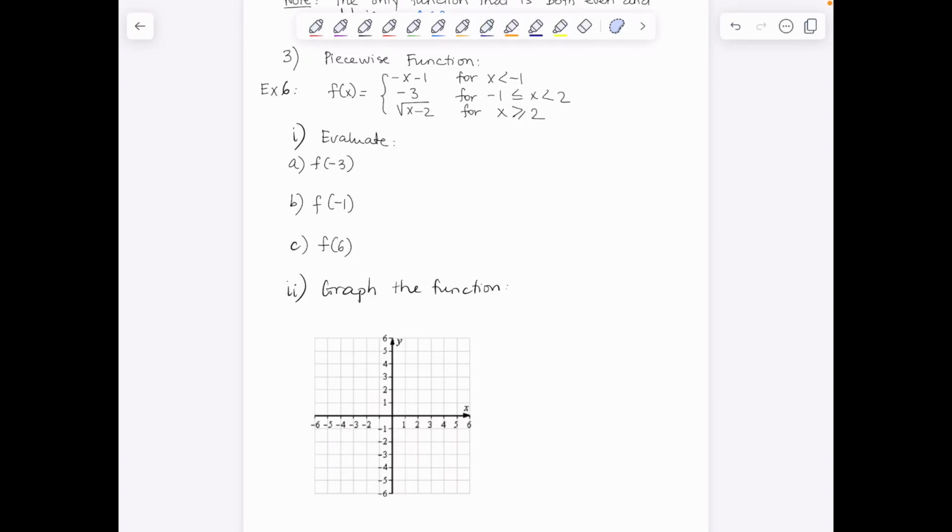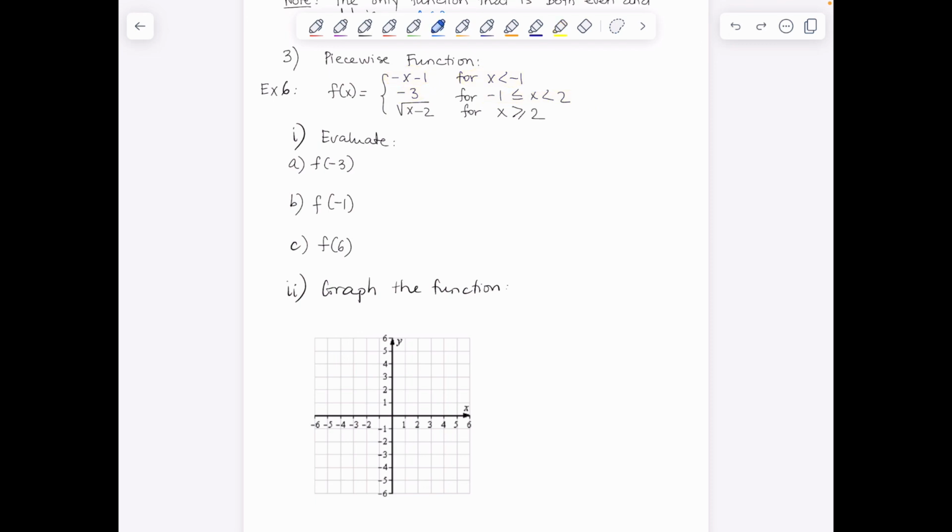Now let's talk about piecewise functions. A piecewise function is a function that comes in pieces. Each piece is a formula that is bounded by a certain interval. So in this example 6, you can see that a piecewise function f of x includes 3 different formulas, and each formula is bounded by a different interval.